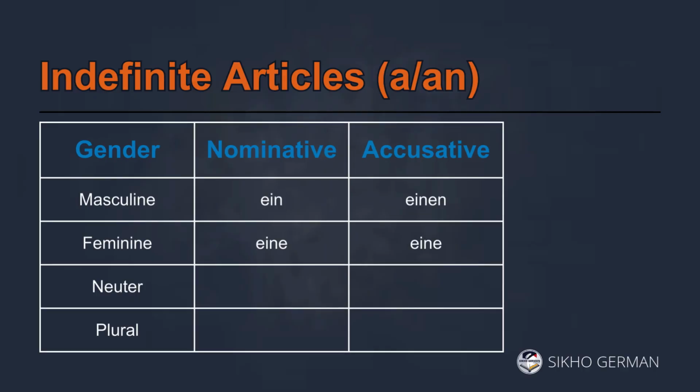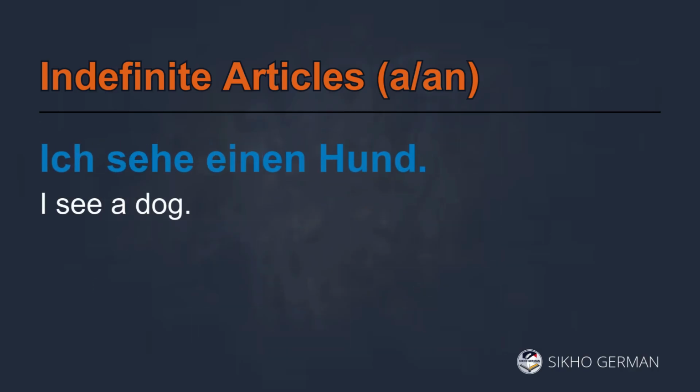Feminine, nominative, eine, accusative, eine, no change. Neuter, nominative, ein, accusative, ein, no change. Plural, nominative, none, no indefinite plural, accusative, none, no indefinite plural. Again, only masculine changes from ein to einen. All others stay the same. For example, ich sehe einen Hund, or I see a dog. Masculine, ein Hund, becomes einen Hund in accusative.